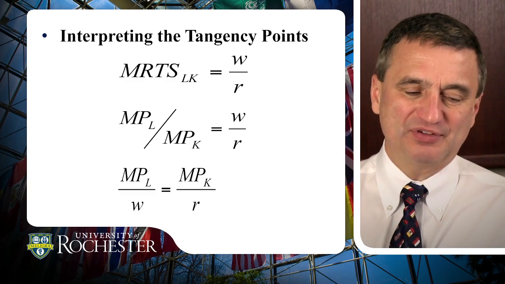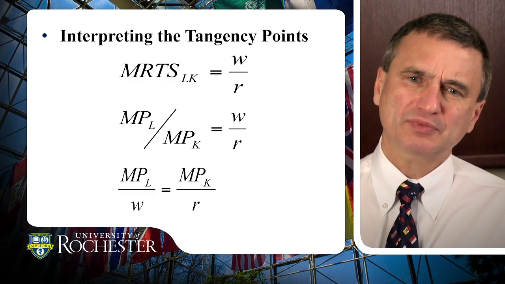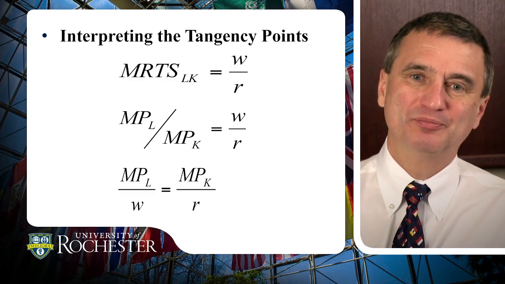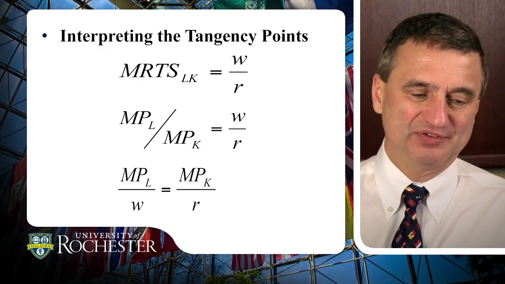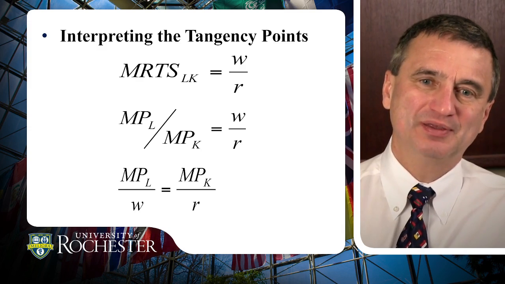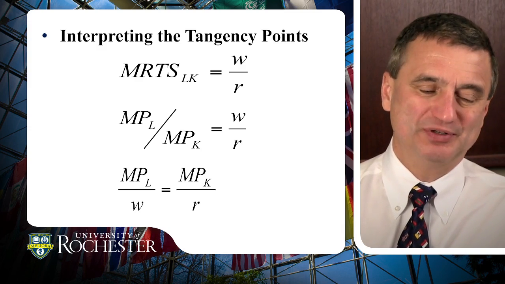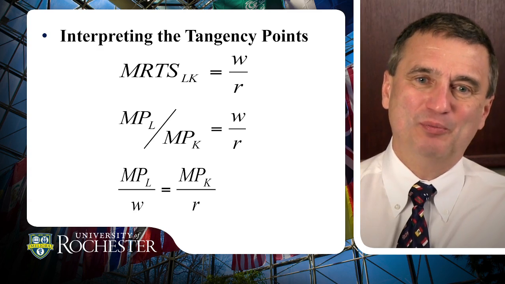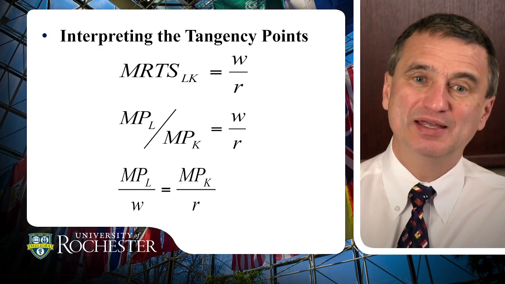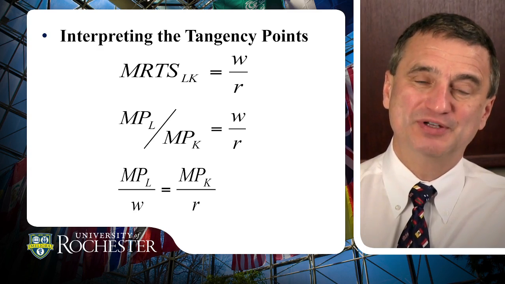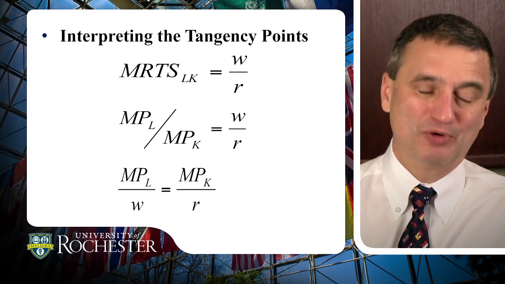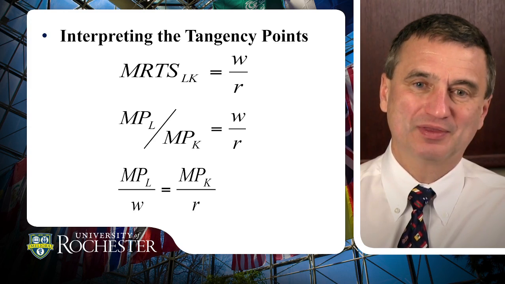Now let's look at the left side of the top equation. If we have to give up 2 units of capital for 1 unit of labor to maintain output at the same level, that means that each unit of labor is twice as productive as each unit of capital. The marginal rate of technical substitution, as we saw last week, is also the same as the marginal productivity ratios, but flipped around. Marginal productivity of labor over marginal productivity of capital.